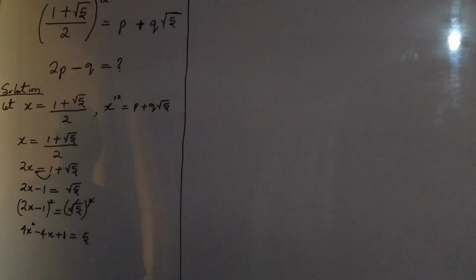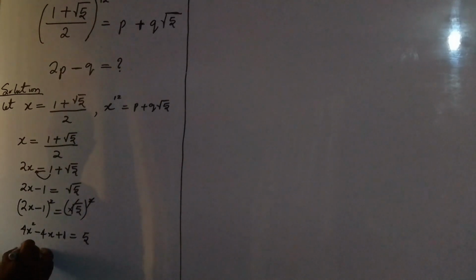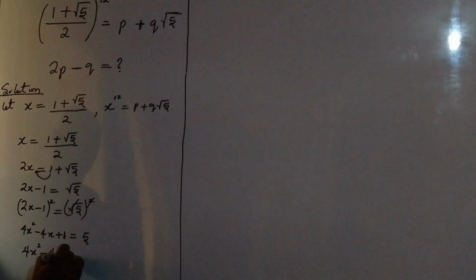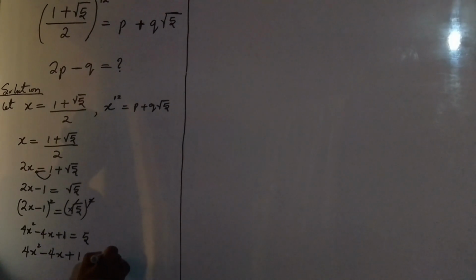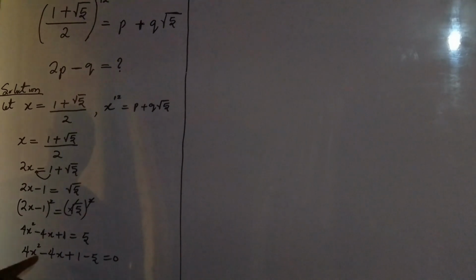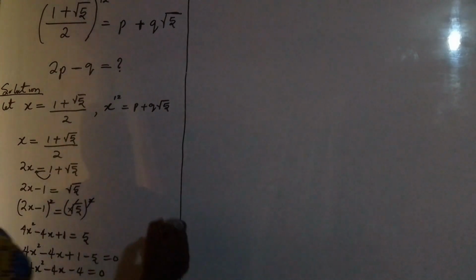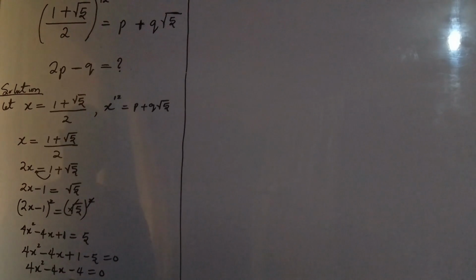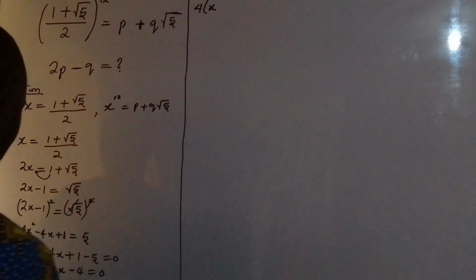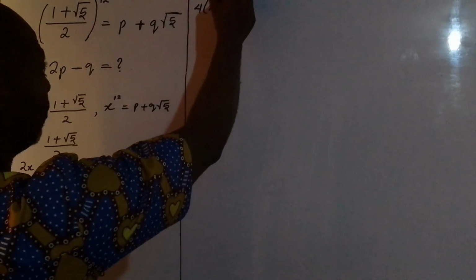We have 5. And then from here, we're going to get 4x^2 − 4x + 1 − 5 = 0. So from here I'm going to get 4x^2 − 4x − 4 = 0. Let's proceed over to this end. From here, I'm going to factorize this. So 4 is a common factor, so I factor out 4. Within the bracket, I'm going to have x^2 − x − 1 = 0.